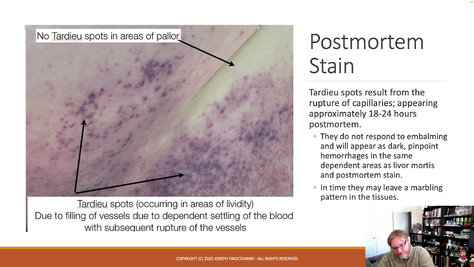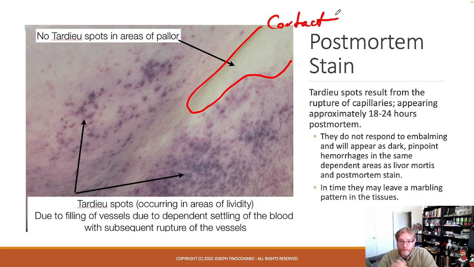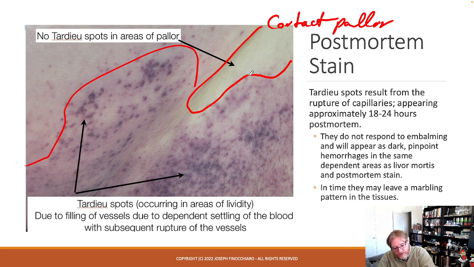So we have an excellent looking picture here. I'm just going to draw this block separate. This is contact pallor, more than likely. If we had to work with the terms we know right now, this would be contact pallor because there is no discoloration whatsoever. We do see, however, these areas where we have a pink discoloration, and within that bruise, we have these little dark pinpoints where the capillaries have broken down. These are Tardieu spots. Okay, these are Tardieu spots.